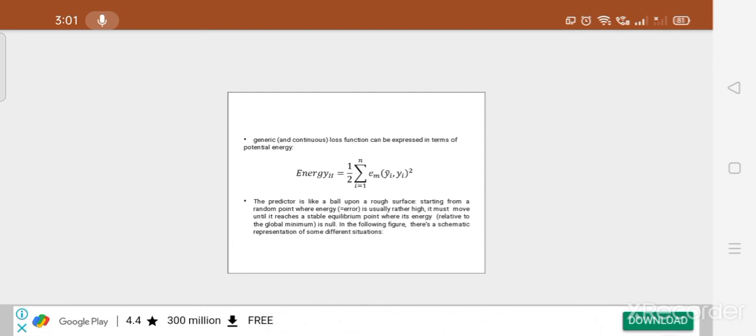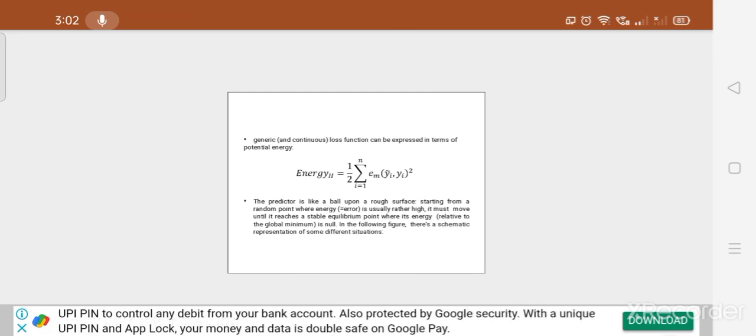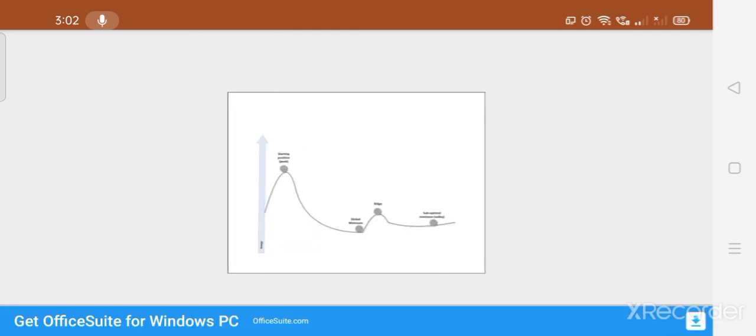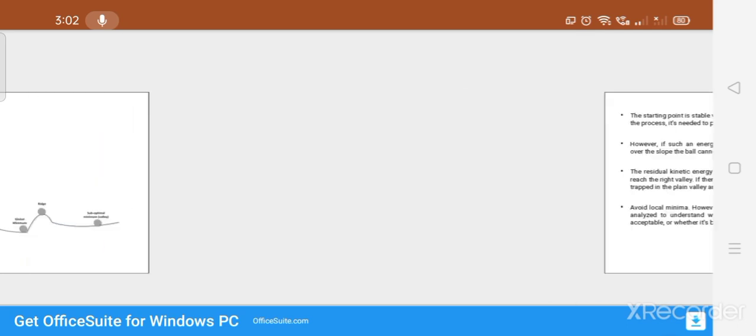Here the predicted values, which are continuous, are like a ball on a rough surface starting from a random point where the energy, which equals the error, is usually rather high. It must move until it reaches a stable equilibrium point where its energy is null. In the following figure, there is a schematic representation of some different situations. This is where the ball starts, where the error energy is high. From here it comes down until it becomes null. Then a ridge is given here and after that a valley, right?